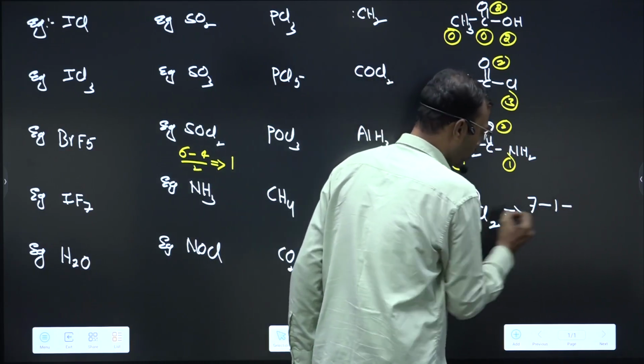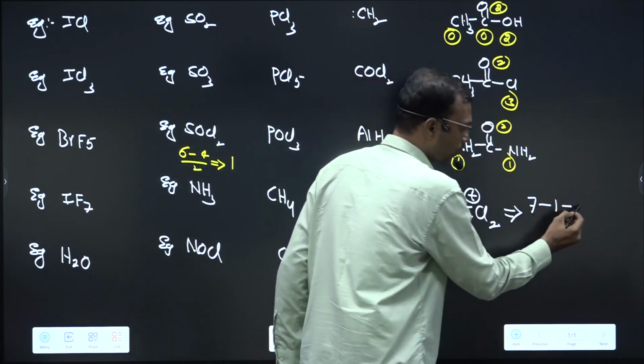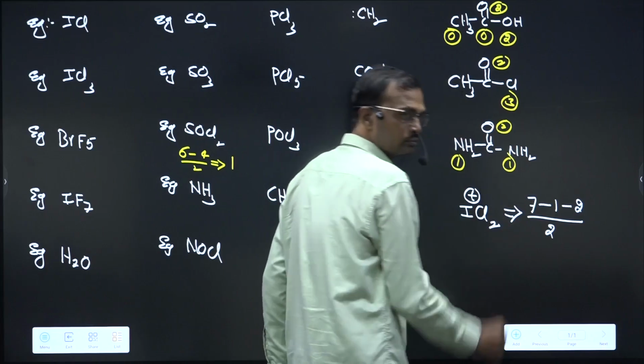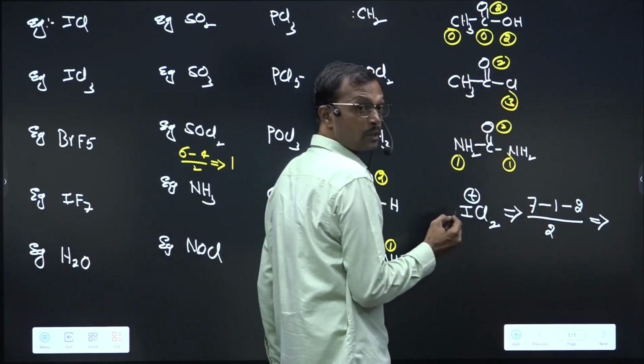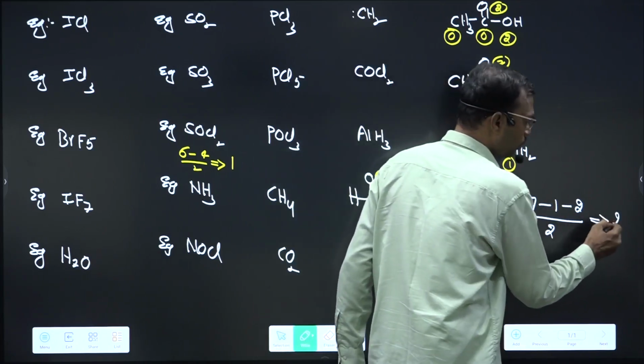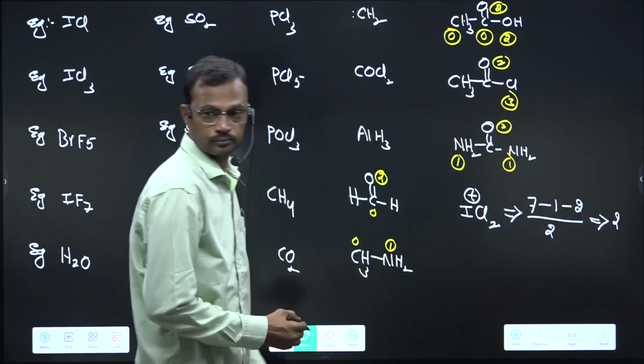Then followed by how many total sigmas and pis? 2 only. So 2 by 2. Then how much will you get? So 7 minus 1, 6. 6 minus 2, 4 by 2. How much? 2 lone pairs. Clear?